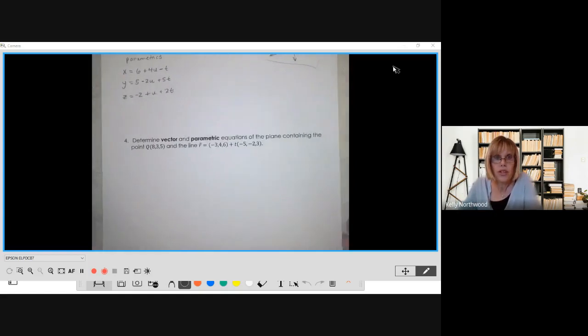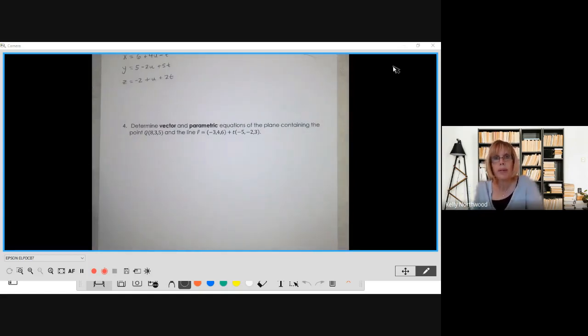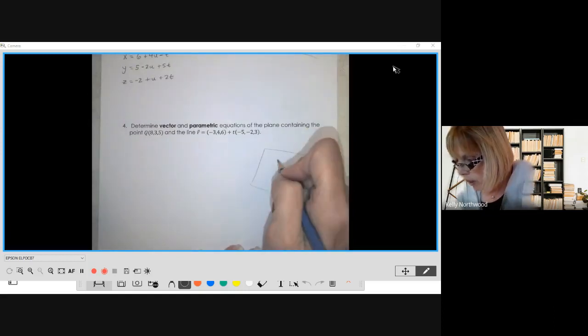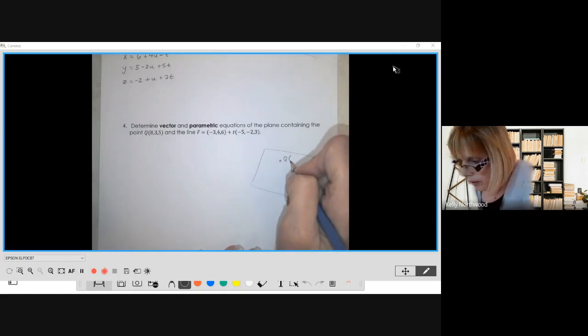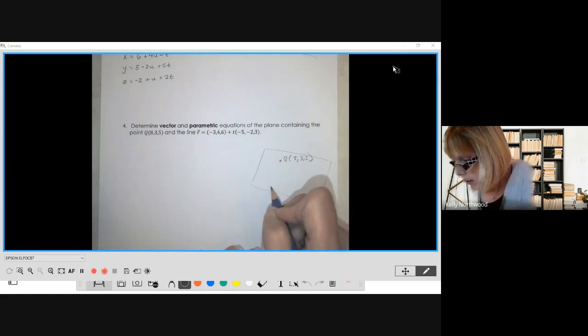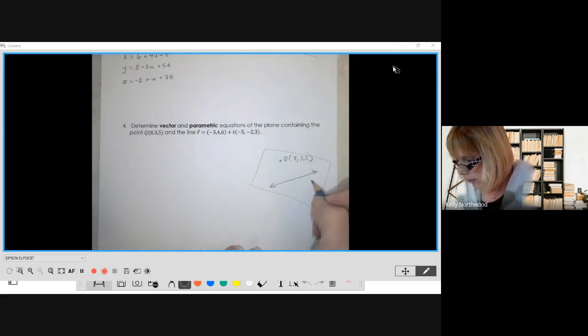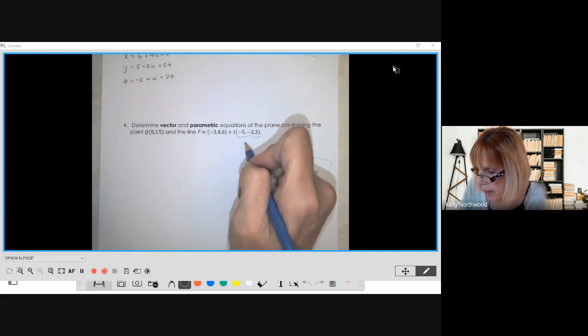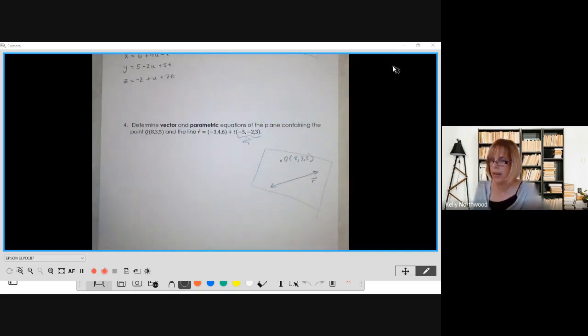The fourth question, determine vector and parametric equations of the plane containing a point. So here's my point Q, (8, 3, 5), and a line R. So we want vector and parametric equations of the plane containing that point and that line. So I know I've got one direction right here. That can be my M1, the direction vector of the line. Any ideas how I could get a second direction?